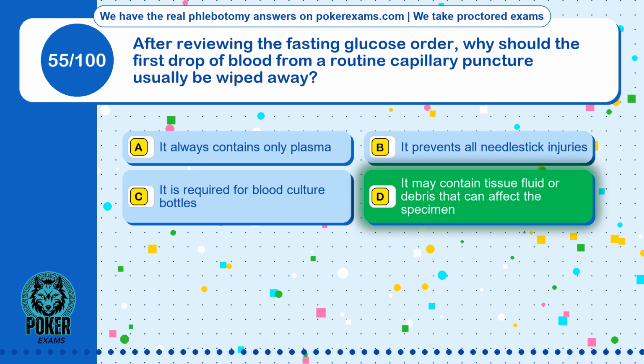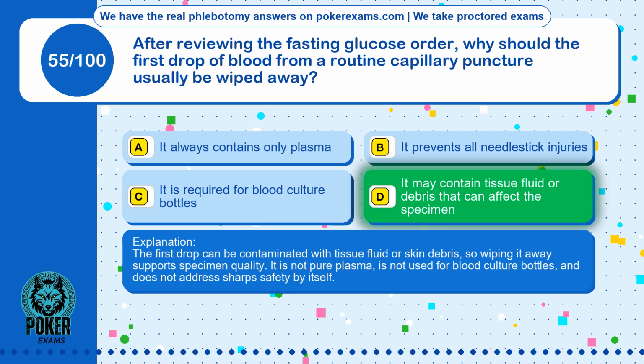The correct answer is option D. It may contain tissue fluid or debris that can affect the specimen. The first drop can be contaminated with tissue fluid or skin debris, so wiping it away supports specimen quality. It is not pure plasma, is not used for blood culture bottles, and does not address sharp safety by itself.